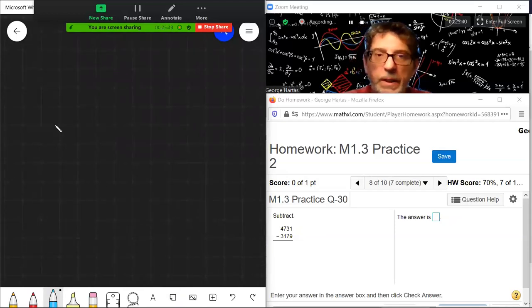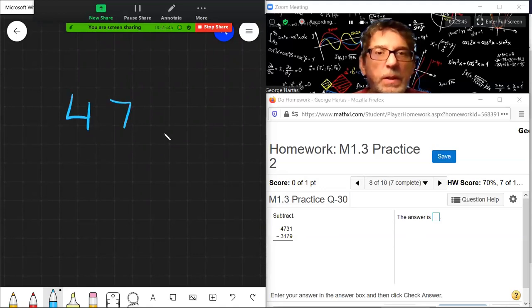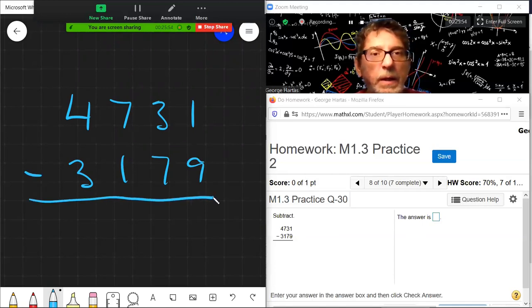All right. 47, 31, minus 3179. 1 minus 9, we cannot do that. We got to borrow from the next one. This number here turns into a 2. The one that we borrowed from the 3 comes next door and makes this an 11. 11 minus 9 is 2.